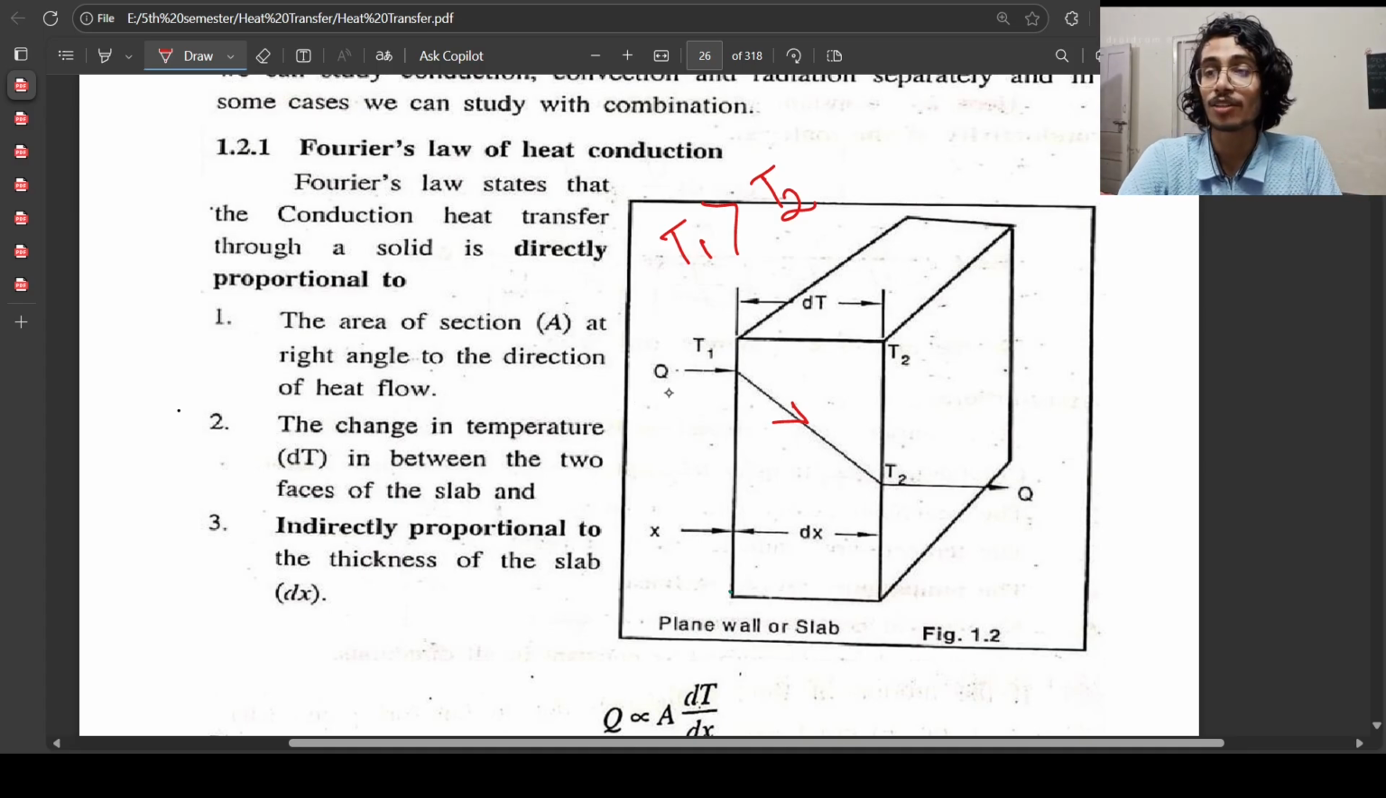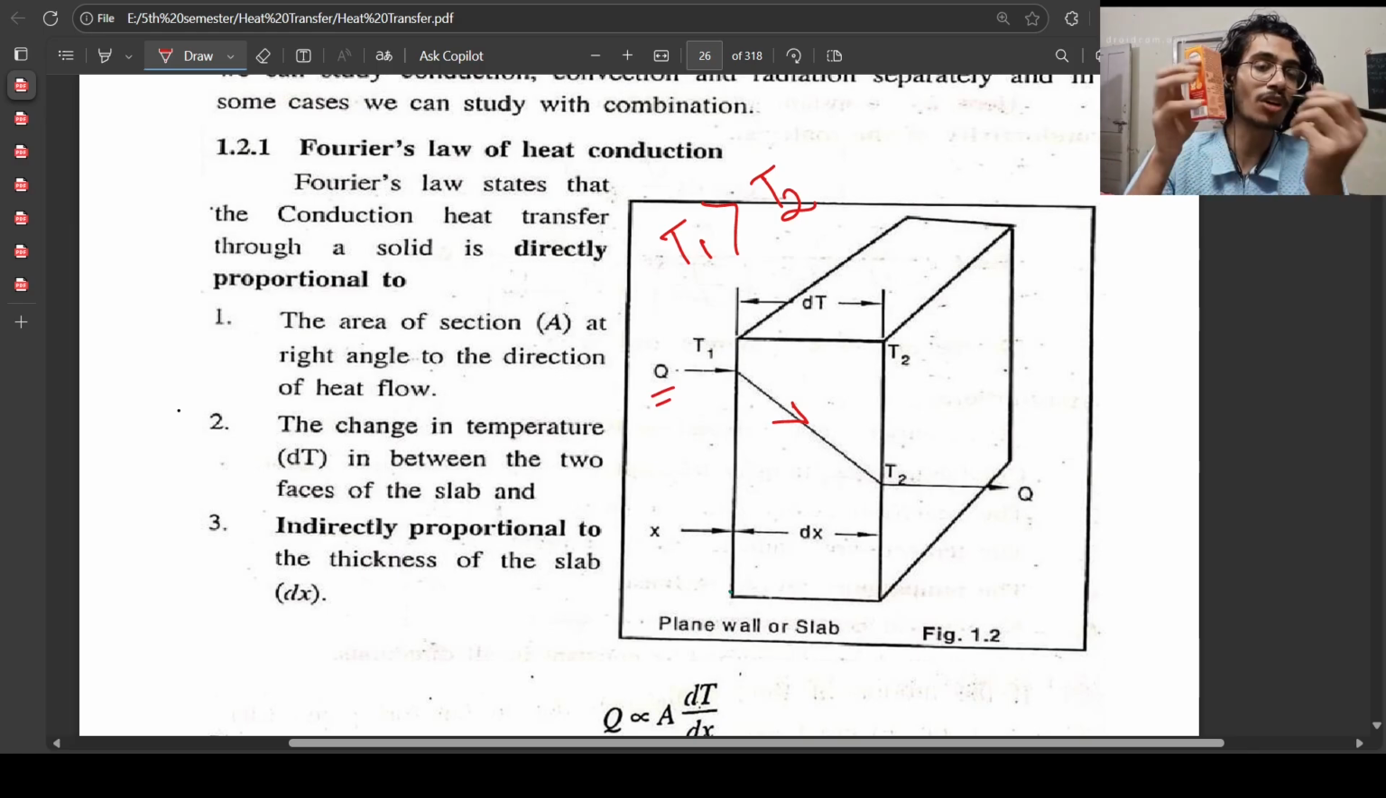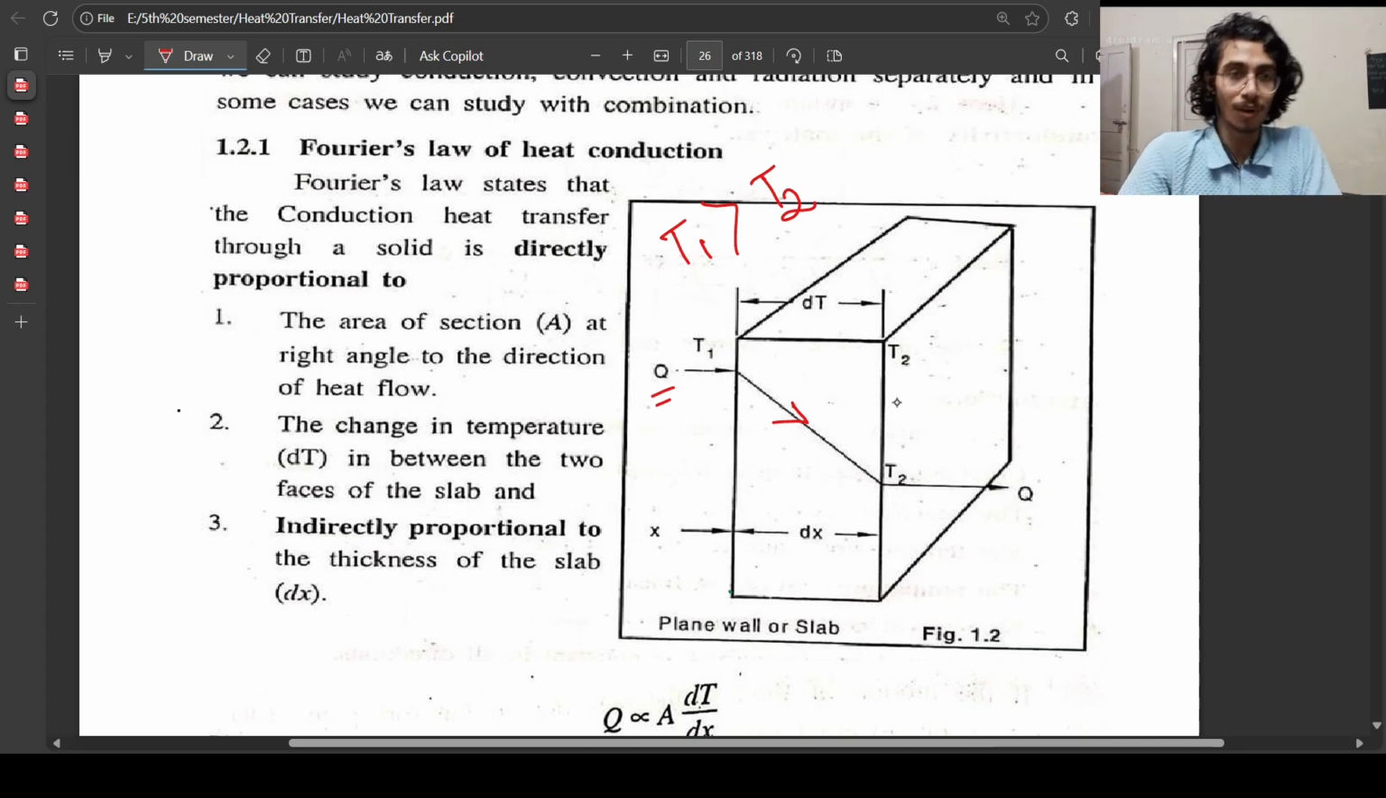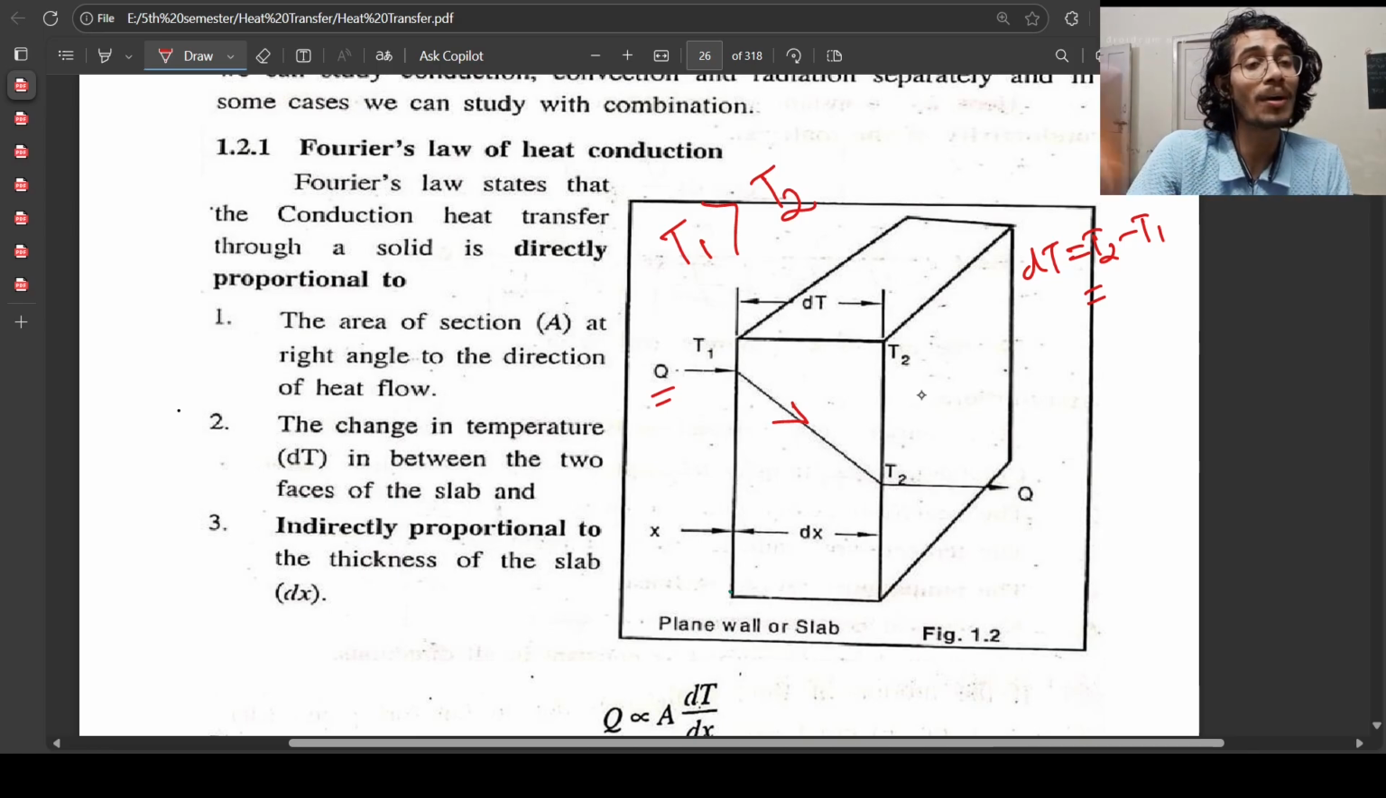So from here you can see the Q, and this Q is directly perpendicular to the surface area, right? You can see it from the figure. And dT is the temperature difference. Temperature difference means T2 minus T1. What is the meaning of dT? That is T2 minus T1. Now can you observe one thing, that T2 is less than T1. That means T2 minus T1 will be a negative number, right? For now let's just keep this in our mind.